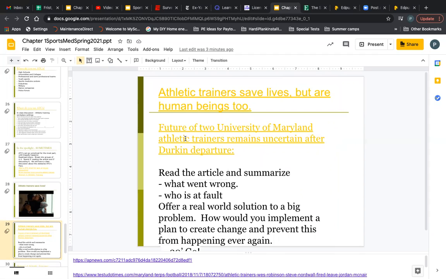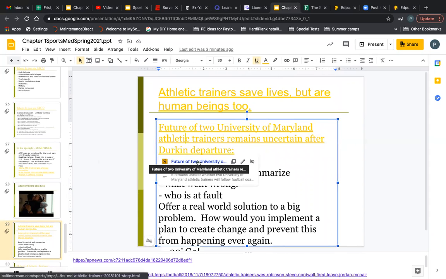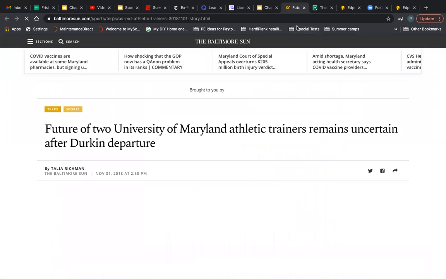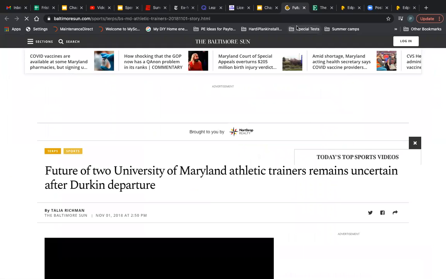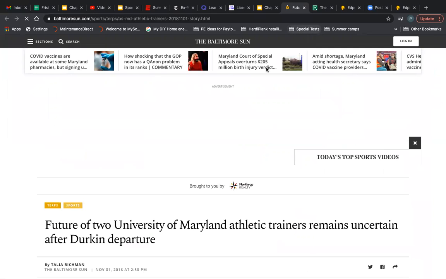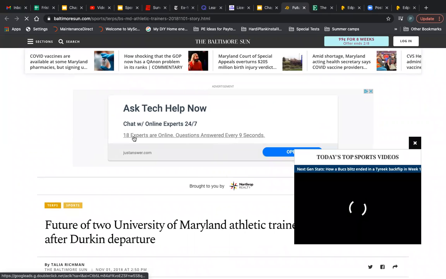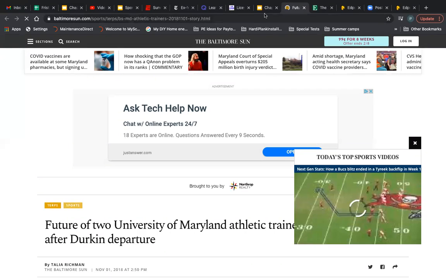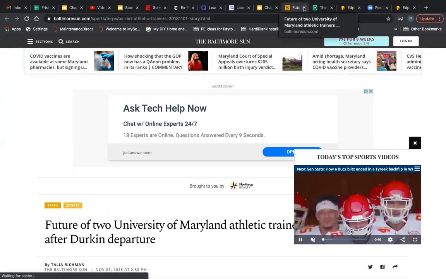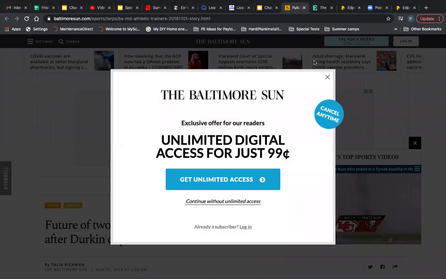we'll skip that. Here is an article about athletic trainers making poor ethical decisions, and we'll talk about that. You're going to read this article: Future of 2 University of Maryland athletic trainers remain uncertain after Durkin's departure. You can Google search this article. It is with the Baltimore Sun. Make sure you're on the Baltimore Sun website, and this article should pop up for you.